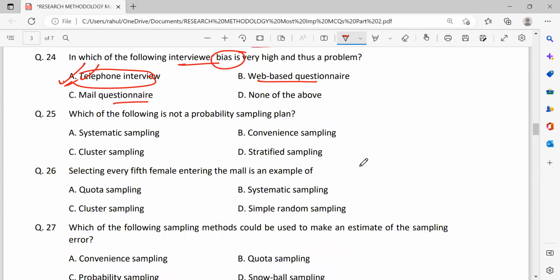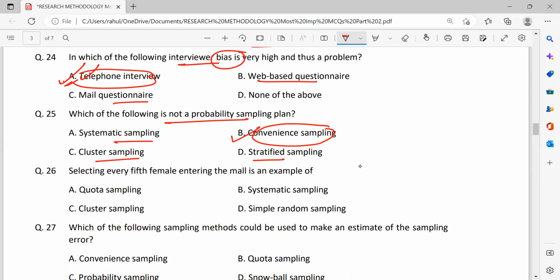Question number 25. Which of the following is not a probability sampling plan? Systematic sampling is a part of probability sampling. Cluster is also part of probability, and stratified is also part of the probability sampling plan. So convenience sampling is not a part of the probability sampling plan. So option B is the correct answer here, right?